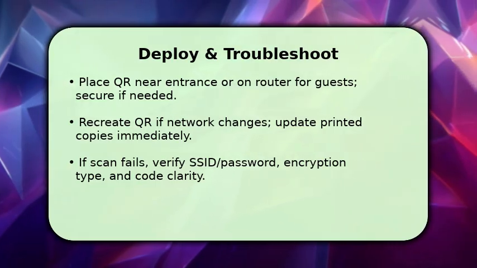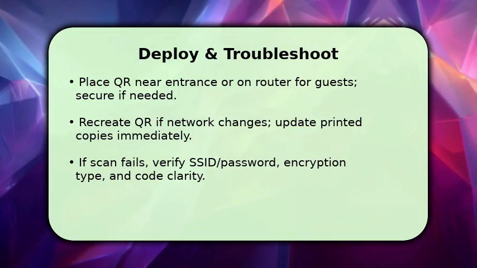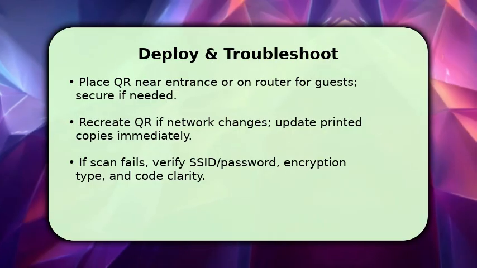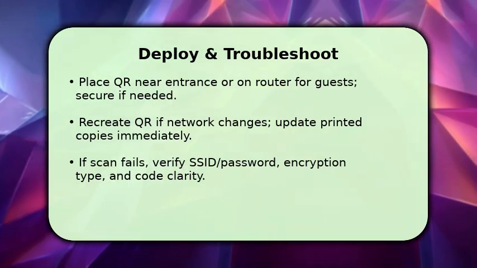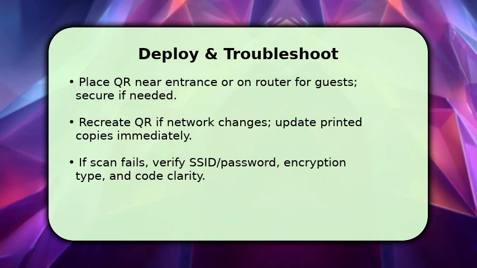If someone can't connect, first have them scan again and check the decoded text on their screen. This shows SSID and encryption. If it's wrong, regenerate. Also inspect print contrast and size, dust, glare, or tiny prints frequently block scanners from reading the QR.